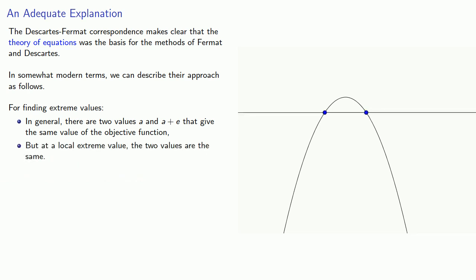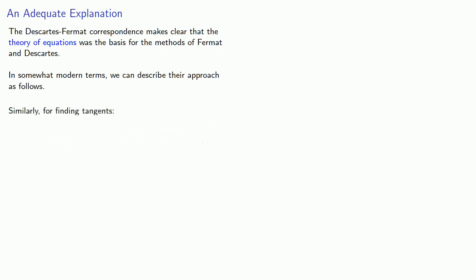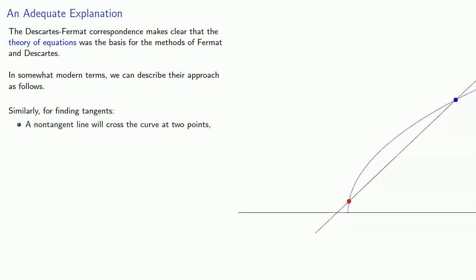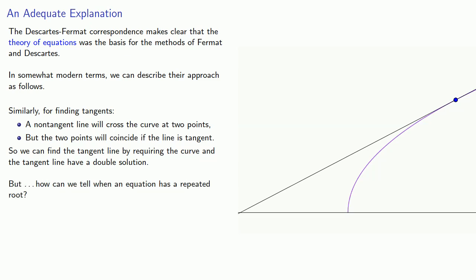But at the local extreme values, the two values are the same. Descartes' two roots become one. And so this means that we can find the extreme values by requiring our objective function equal to some maximum or minimum value have a repeated root. Similarly, for finding tangents, in general, a non-tangent line will cross the curve at two points, but the two points will coincide if the line is tangent. So we can find the tangent line by requiring the curve and the tangent line have a double solution. At which point there is the following problem. How can we tell when an equation has a repeated root? And we'll take a look at that later.